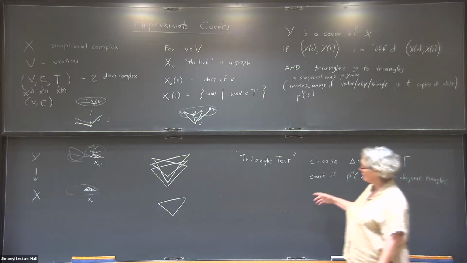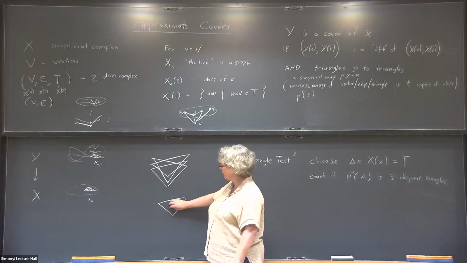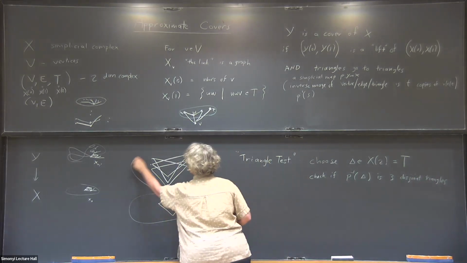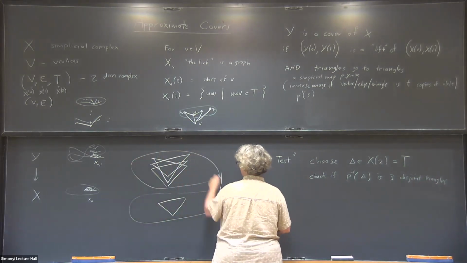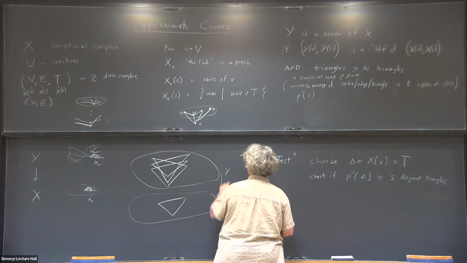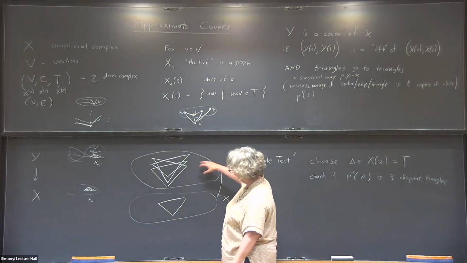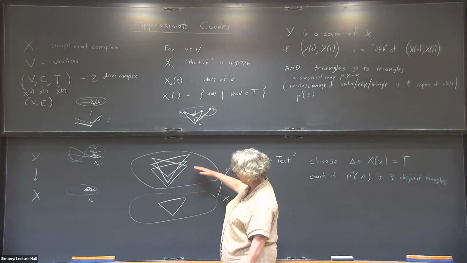Just to follow up on Zeev's question, you can also choose a random triangle for X. So I'm imagining here that X is some big thing and Y is some big thing, and I have this simplicial map going from Y to X, but I only know that it's a cover in the graph sense.